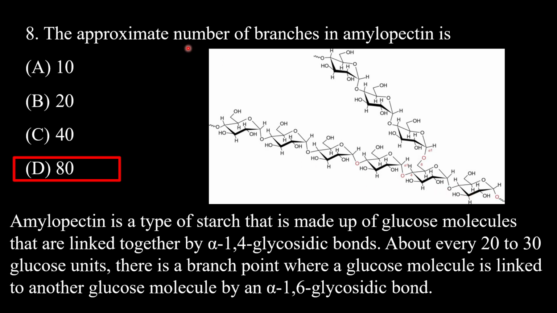So the question was asked the approximate number of branches. So in this amylopectin, how many branches will be attached by alpha-1,6 linkages? There are approximately 80 in number.